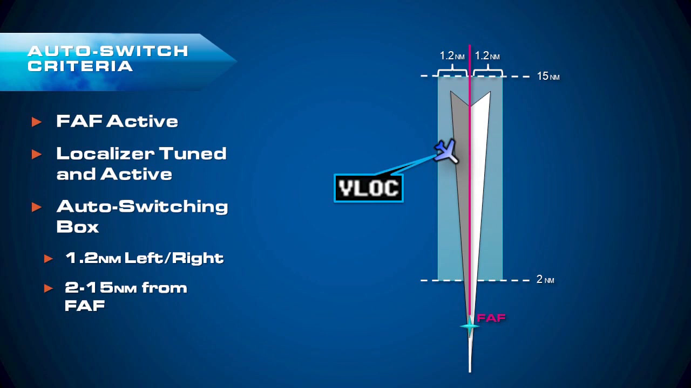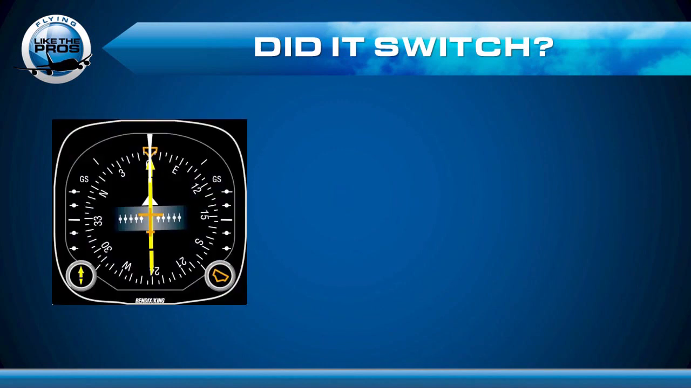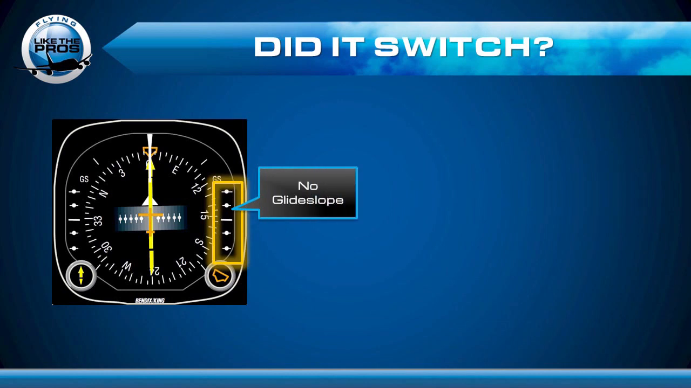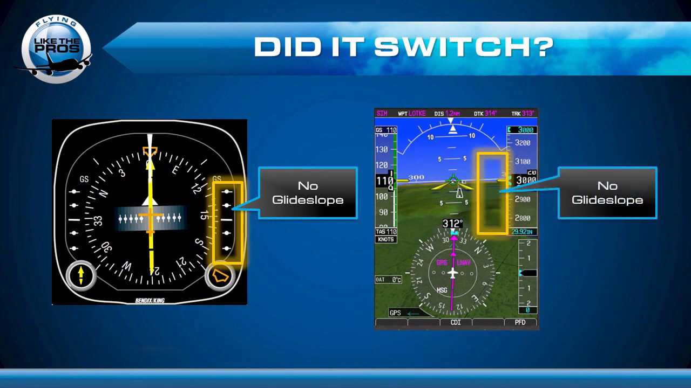Now that you've seen it normally, sometimes it does not switch. So how can you tell if it's switched or not? If you take a look at your HSI when you're flying, you notice you don't have a glide slope. Or how about if you fly with a glass cockpit and you look at your primary flight display? Up at the attitude indicator, there's no glide slope. Why? Because your CDI is still set to GPS.